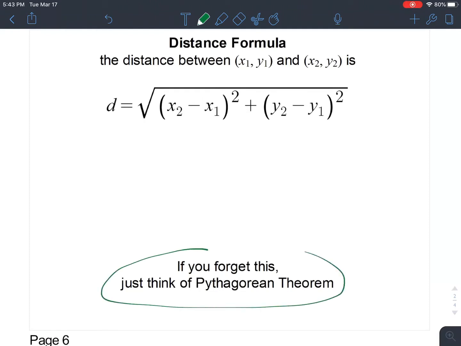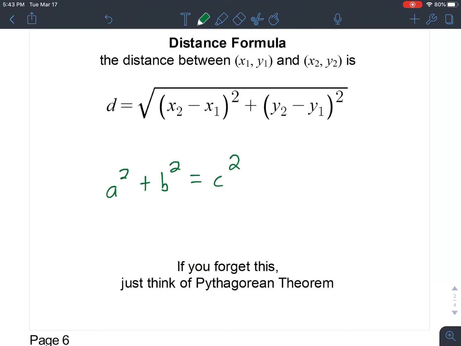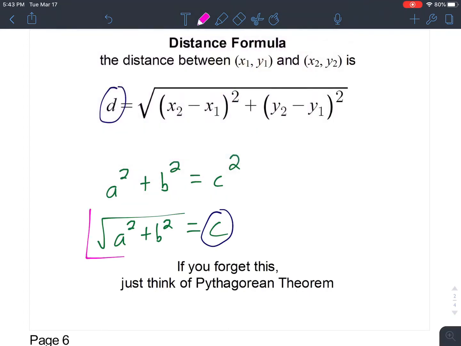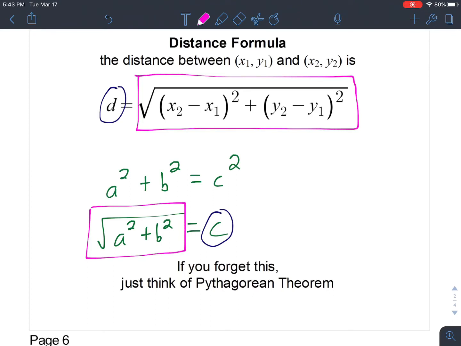But the good news, if you ever forget it, is that the distance formula is really just a simplified form of the Pythagorean theorem. Pythagorean theorem normally is a squared plus b squared equals c squared. If we take the square root of both sides, the square root of a squared plus b squared equals c, we can see that this c corresponds to the distance d, and the square root of a squared plus b squared is the same thing as the square root up here at the top. So if you ever forget the distance formula, I highly recommend that you just think of Pythagorean theorem instead. And in fact, for some of the next couple of questions, I'm going to demonstrate how to solve them using both formulas.